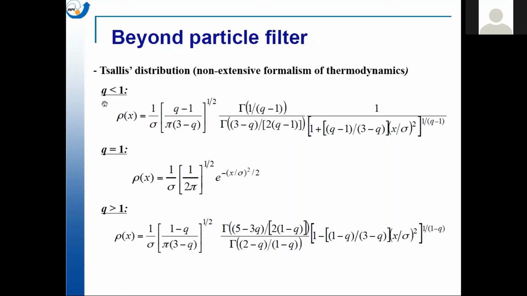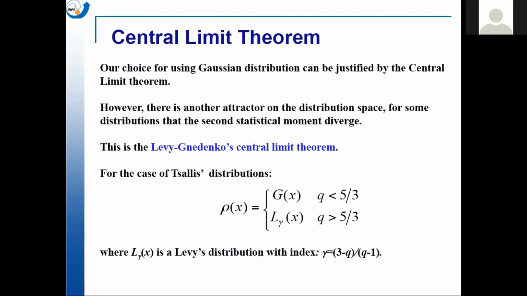And so when this parameter q is less than 1, we have this distribution. When this parameter q is greater than 1, we have this distribution here. And if this parameter is equal to 1, you recover the Gaussian distribution. And that is the point. By changing this parameter, I can change from the Lévy distribution to the Gaussian distribution. These are, at least, our two attractors inside the space of distributions.